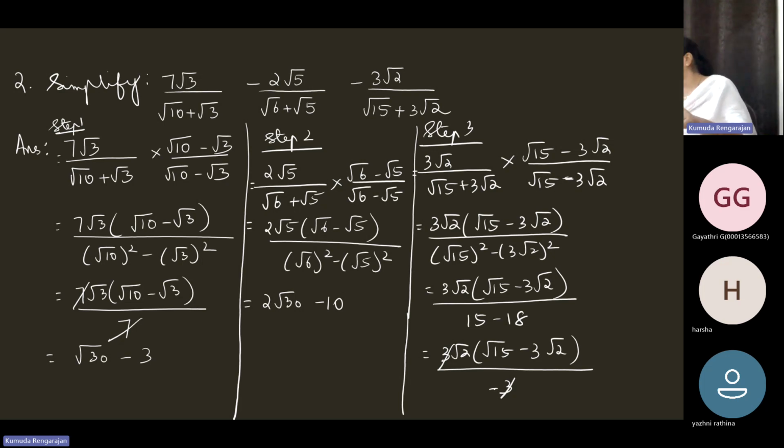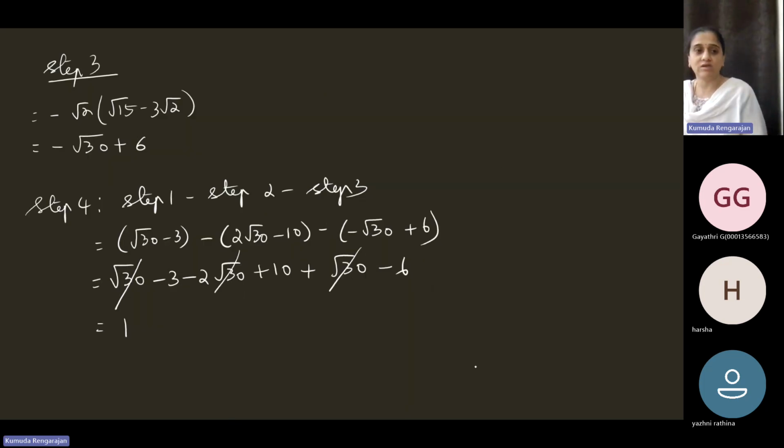Now there's a minus in the denominator. You cannot let it go like that. It's minus 1 in the denominator, so the 1 you can ignore, but the minus sign you cannot. You take that minus to the numerator, so it becomes minus root 2. So it's minus root 2 multiplied with these terms inside the bracket, and that gives you this.